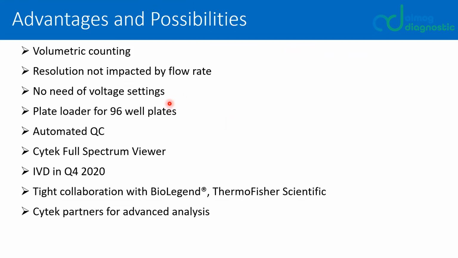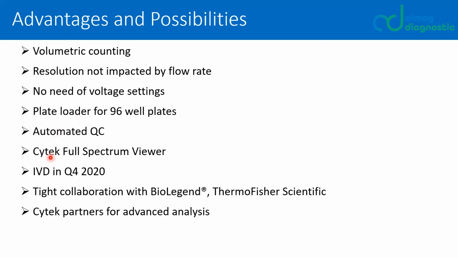One of the easiest things about the Aurora is that you don't usually need to adjust the gains for the detectors. The Cytek assay settings and daily QC automatically set the gains for you. You have an option for a plate reader for 96 well plates. It is easily changeable between plates and tubes, and it is done in a matter of seconds. And also washing and mixing between samples are offered. You have automated QC and cleaning steps.